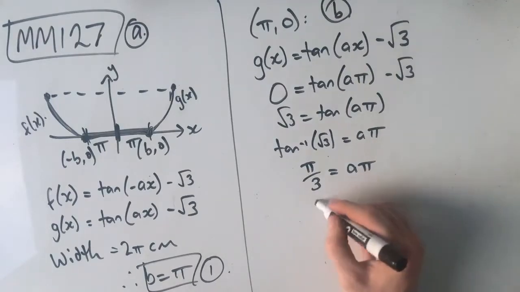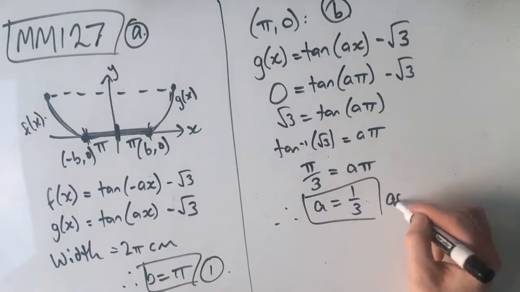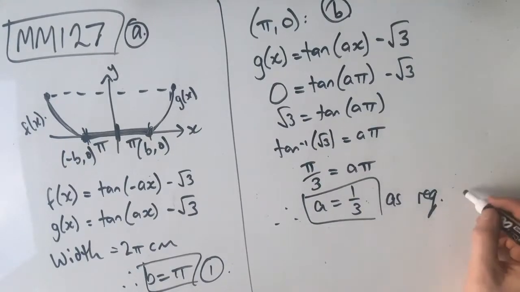So this means that a is equal to 1 on 3. And you can even do a 'therefore, as required'. I like to do 'as required' at the end. You don't have to, but I just like doing it. Makes it really clean. And that's your second mark.